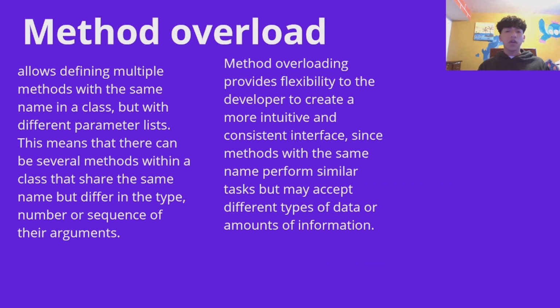Method overloading allows defining multiple methods with the same name in a class, but with different parameter lists. This means that there can be several methods within a class that share the same name but differ in the type, number or sequence of their arguments.